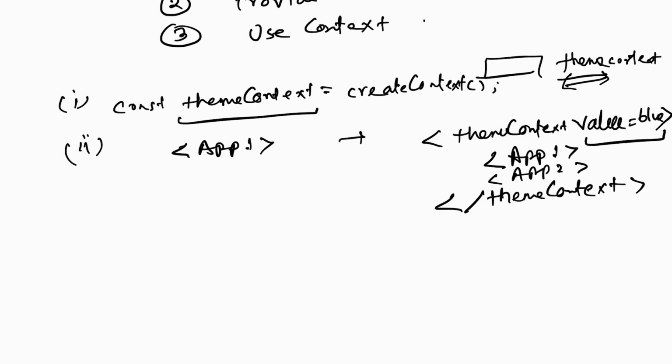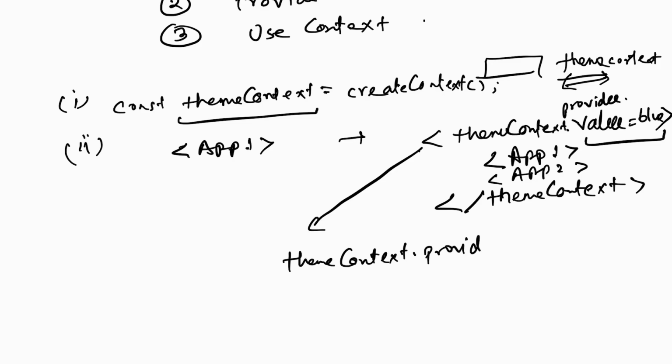So the second part is also done. Theme context dot provider. I will write dot provider, sorry. Okay. So this is how it will be used. Okay, so this thing will be theme context dot provider. I'll have to write it because it is providing the value to these two components. And then I'll write the value whatever I want to do.